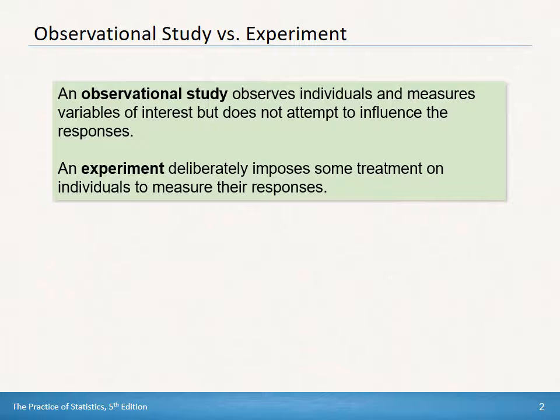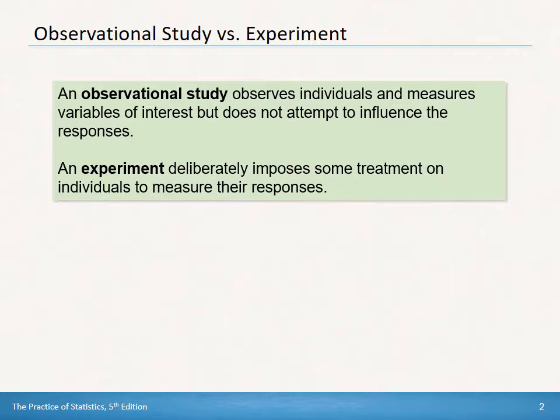The other one is an experiment. An experiment deliberately imposes some sort of treatment on the individual to measure their responses. So we have to do something to them. If I wanted to see how a dog's coat of fur looks after giving them certain foods, then I'm going to do it where part of the dogs get one type of food and part of the dogs get another type of food and measure the differences between the two. So I'm imposing a treatment on them. So that's an experiment and an observational study.